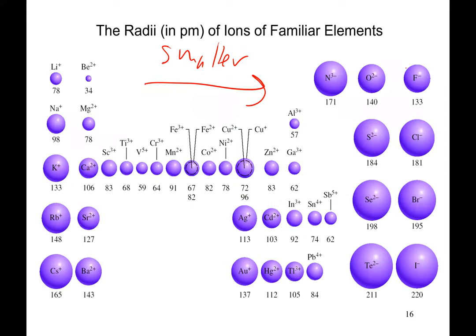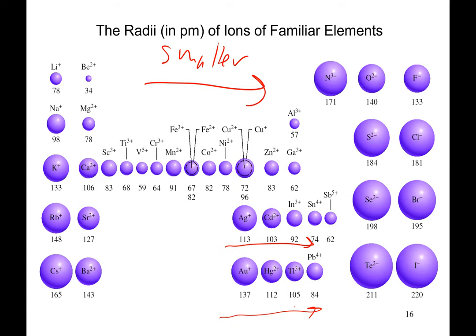Now the radii in ppm of ions of familiar elements, don't worry about the numbers here. I just want you to see the trends. Why do the ions, when you go to this, why do they get smaller? And why do they get smaller here? They're losing electrons. Yeah, and they're gaining protons too. So you've got two things. You're going up on the periodic table, gaining number of protons, and you're losing electrons as well, okay?